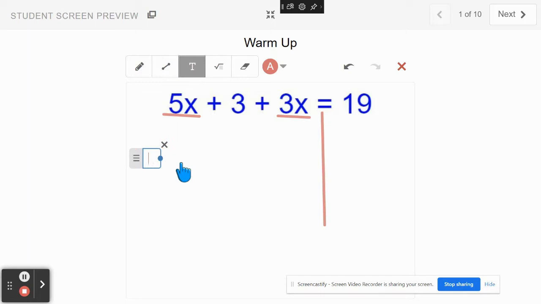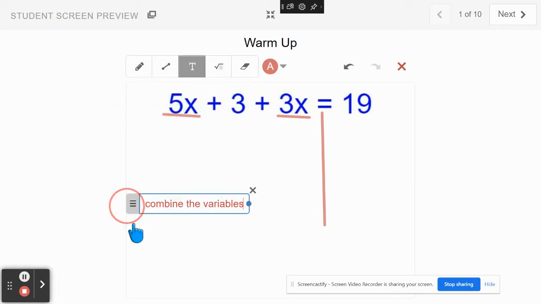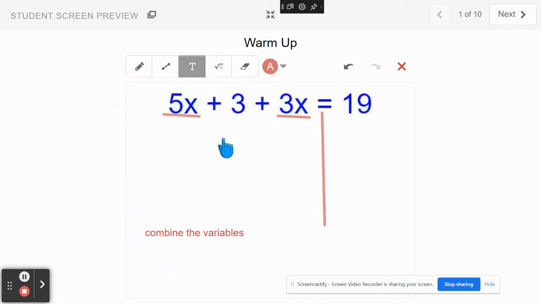If we were actually going to write the step out, we know we're going to combine the like terms, combine the variables here, right? We could do that there. And then after we do that, we're going to get 8x plus 3 equals 19. Then we're going to kick the 3 out. We're going to move the constant to the right by doing the opposite operation. Positive 3, we're going to do negative 3 to move it over. Okay? And then you're going to get 8x equals 16. You divide by 8. All right?